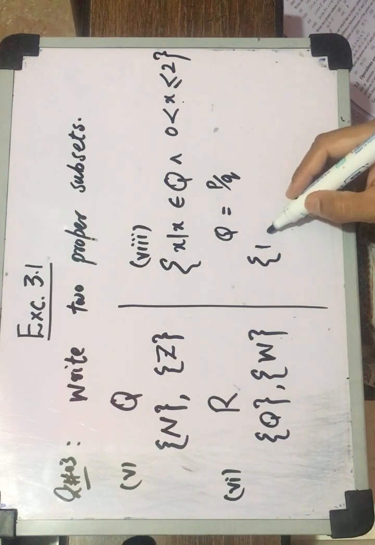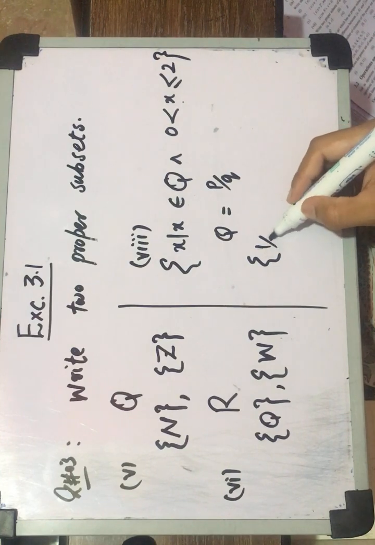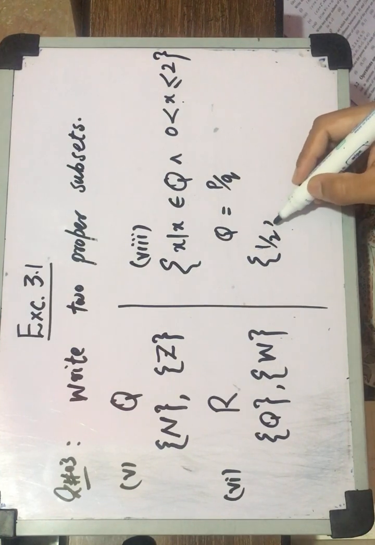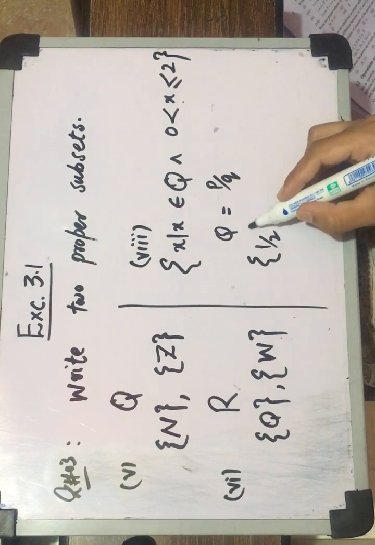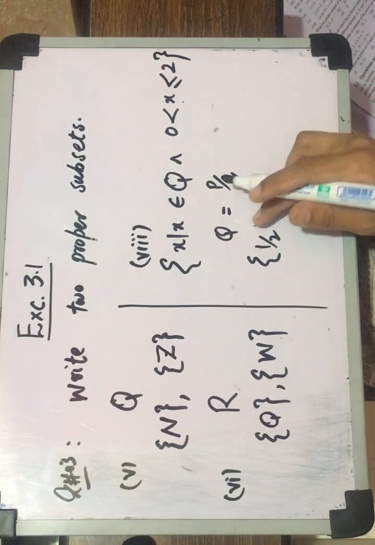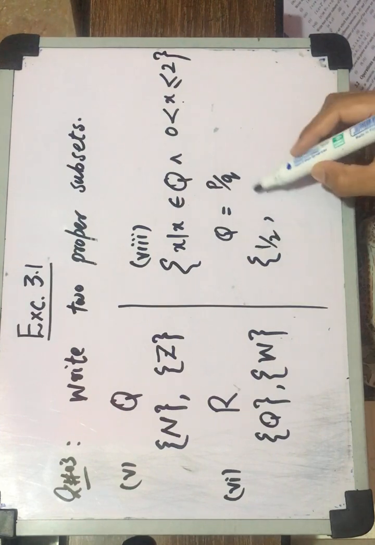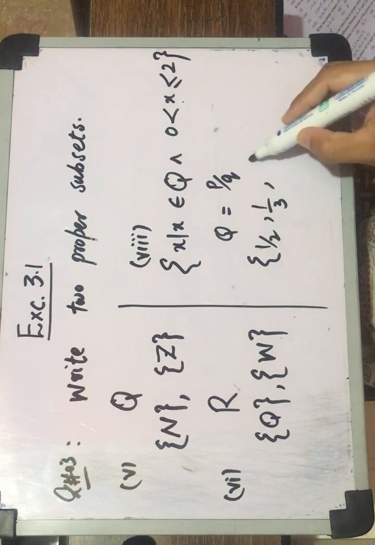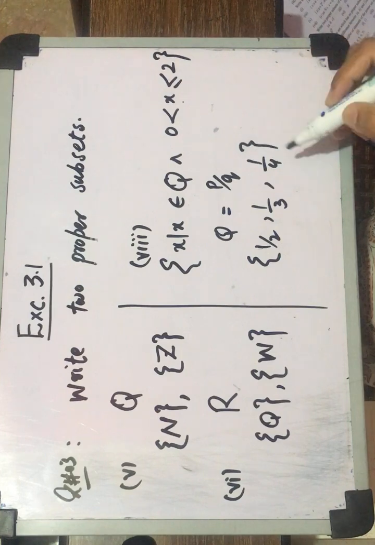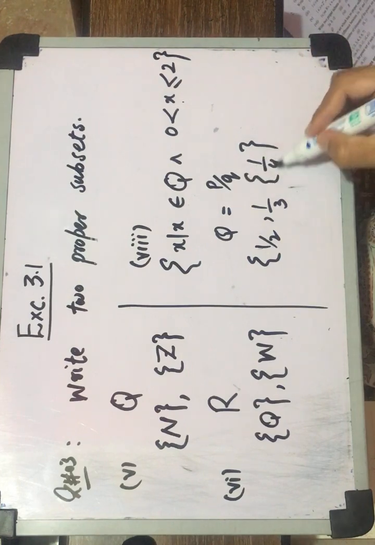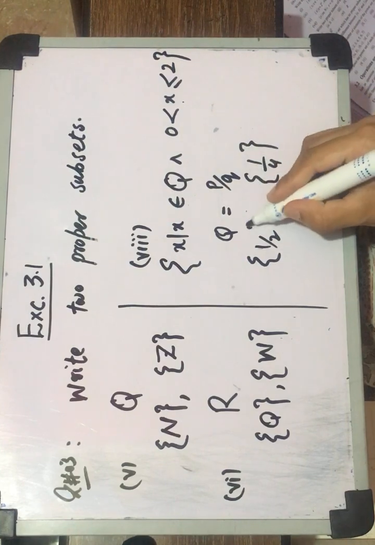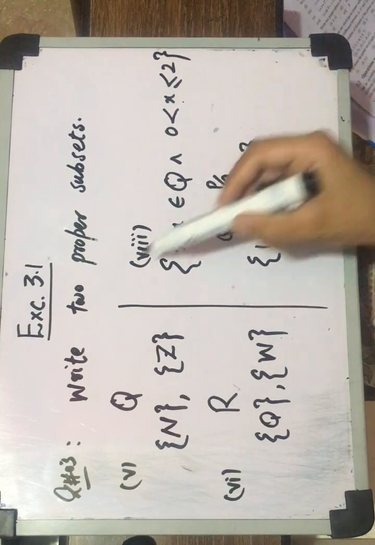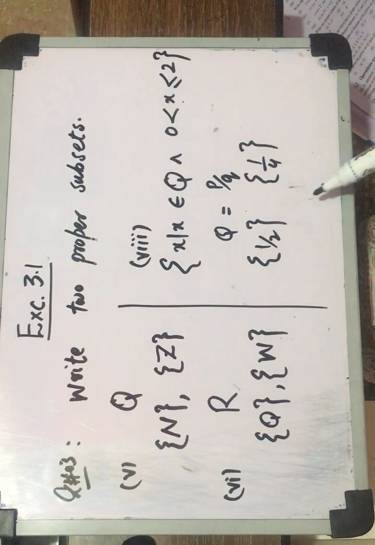Okay, 1 by 2, and 1 by 3 is also 1 by 3, and 1 by 4. Okay, I am going to write them separately, or I am going to take only 2 of them because we have to write 2 proper subsets.